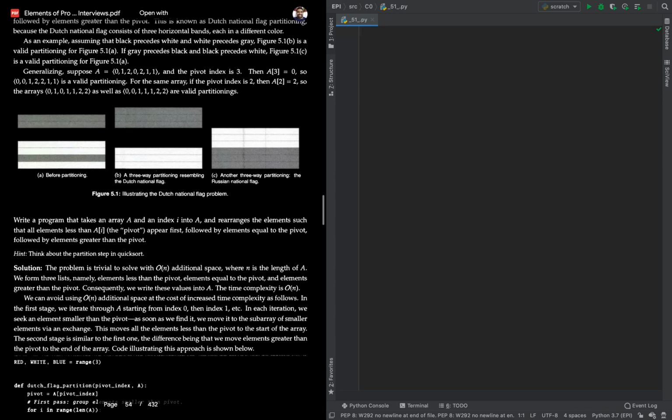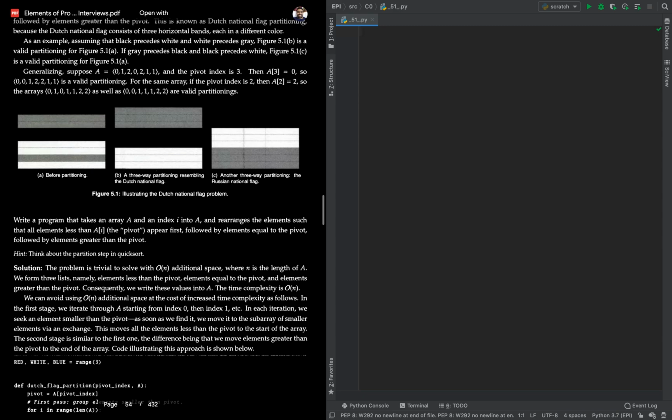Where n is the length of A, we form three lists, namely elements less than the pivot, elements equal to the pivot, and elements greater than the pivot. Consequently, we write these values into A. The time complexity is big O of n. We can avoid using big O of n additional space at the cost of increased time complexity as follows. Sure, so rather than three arrays, we're going to try and use less than that, and it's going to increase our time complexity because there's probably more processing.